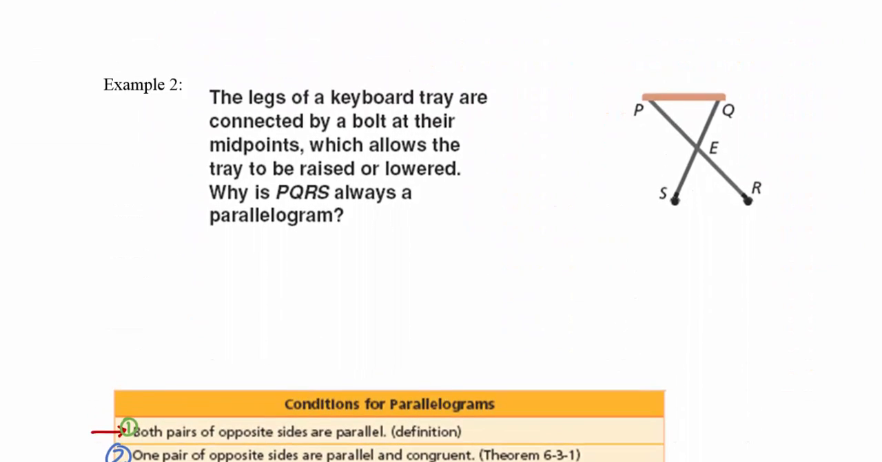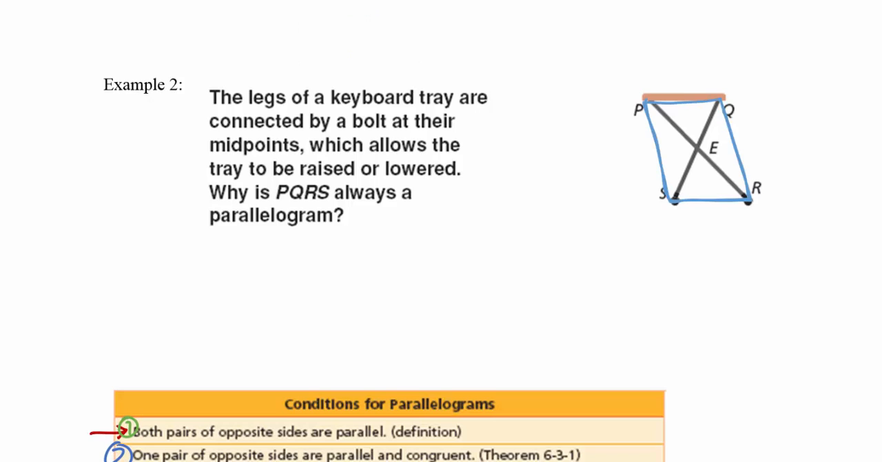Last problem. The legs of a keyboard tray are connected by a bolt at their midpoints, which allows the tray to be raised or lowered. Why is PQRS always a parallelogram? So they're having us look at PQRS, this guy right here, and they're asking us why does this have to be a parallelogram, no matter how high or how low that table is.